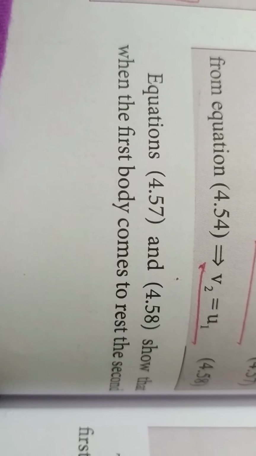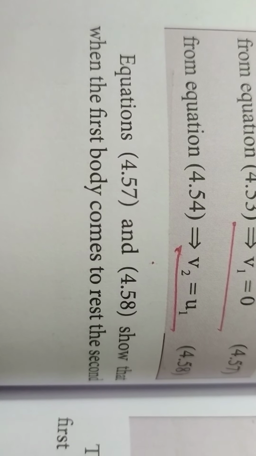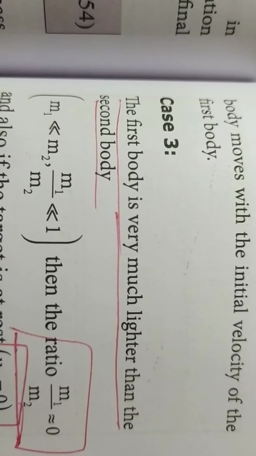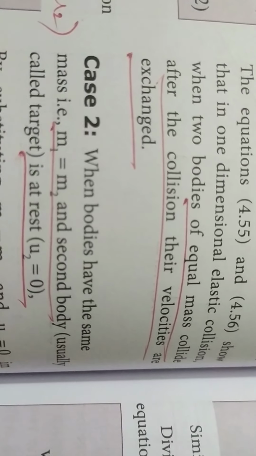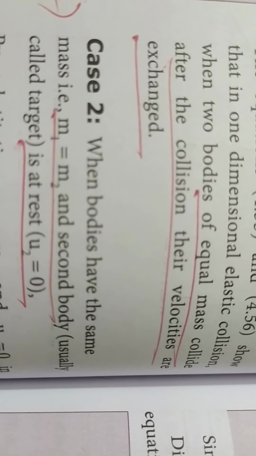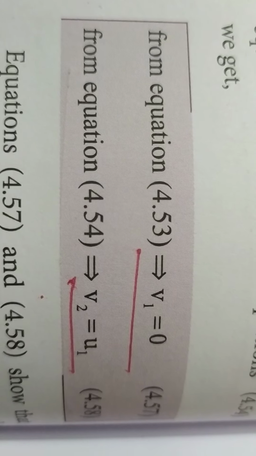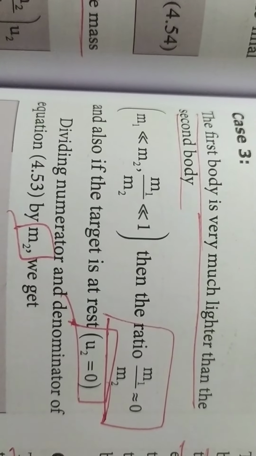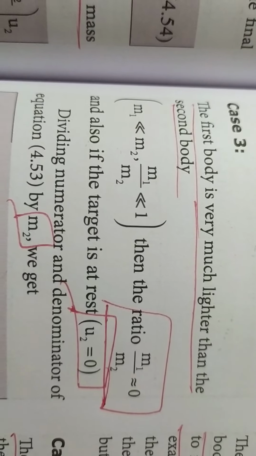That is, when you see this, when the first body comes to rest, because V1 is equal to 0, the second body moves with the initial velocity of the first body. That means when this condition is applied, that is both are having the same mass and the second body is at rest, then this is the condition. What is the condition? The V1 becomes 0 and V2 becomes U1. And just you apply the condition and simplify the equation, then you will get the final equation.